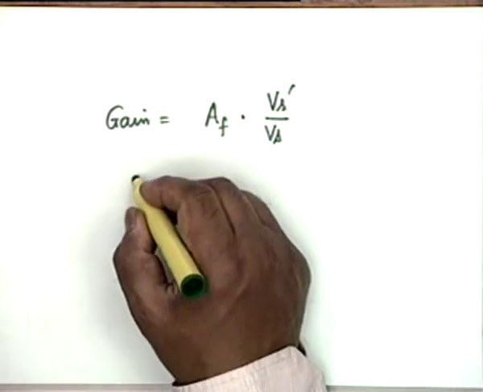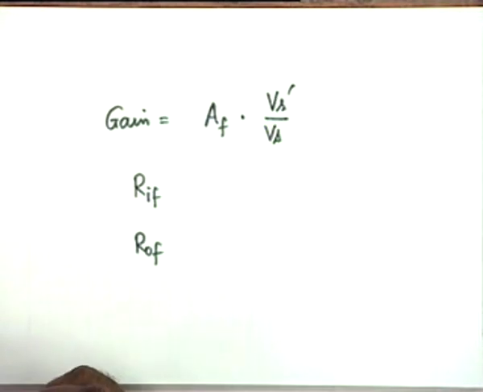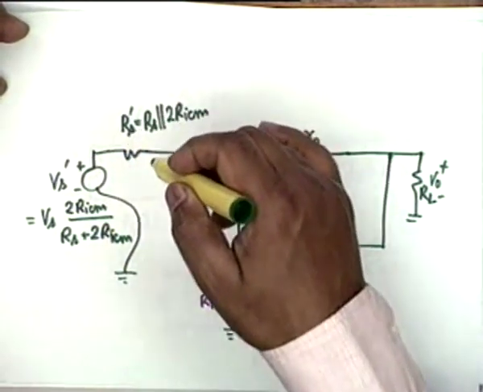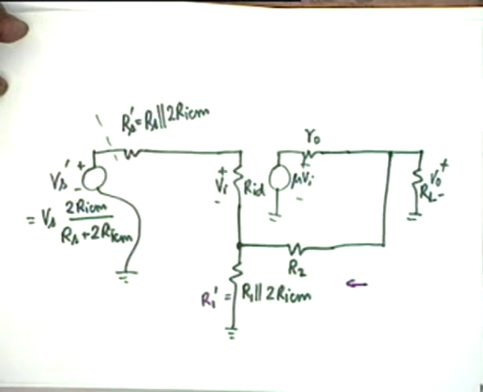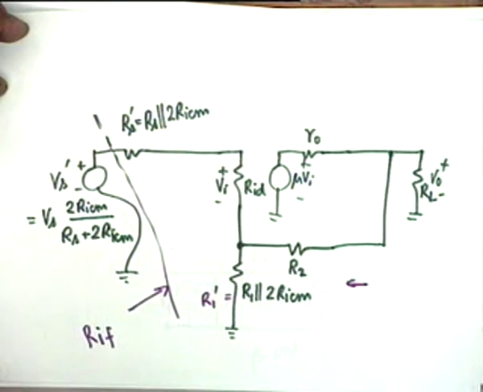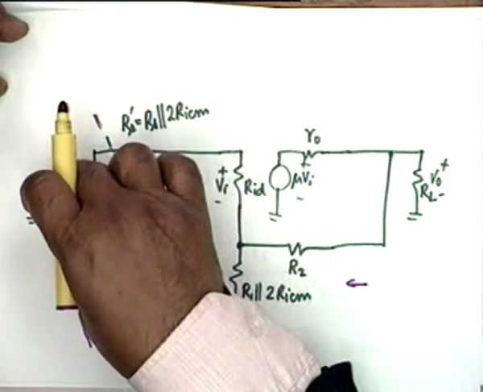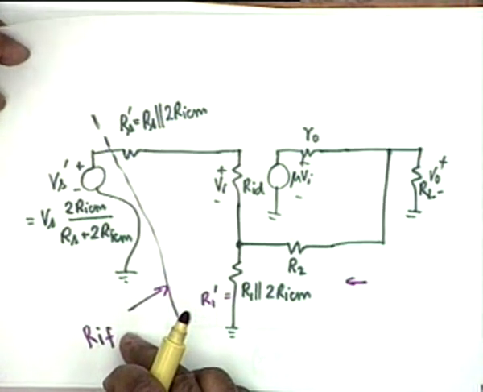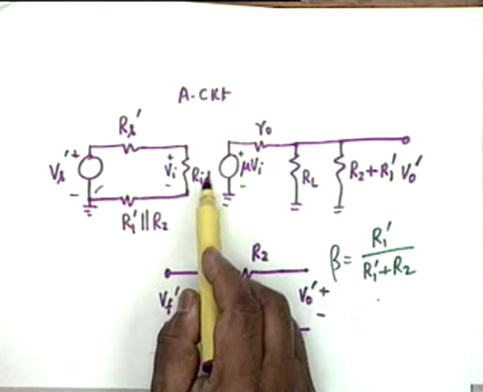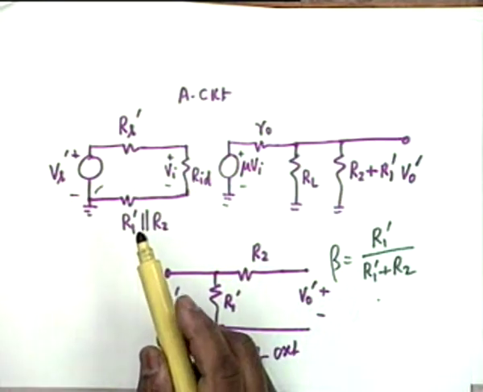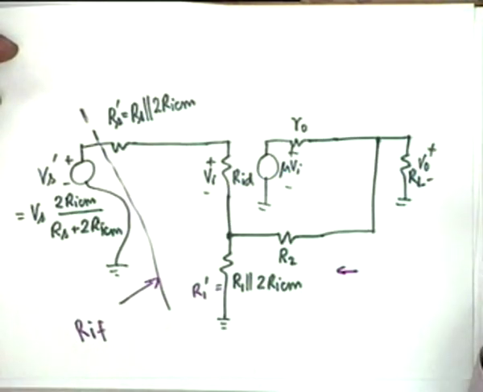Okay. The thing is not so easy in terms of RIF and ROF. What is RIF? Let's go back. RIF obviously, please do concentrate on this. RIF obviously, let me use a different color. RIF would be this, right? That is the resistance seen by Vs prime, in which Vs has been killed, RS has been killed. So I can find out RIF from RI. RI I can see from here is RS prime plus RID plus R1 prime parallel R2. So I know RI, I know beta, I know A, and therefore I can find RIF. I can also find ROF.